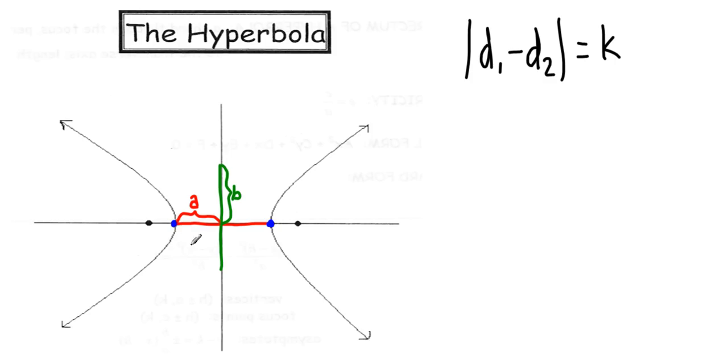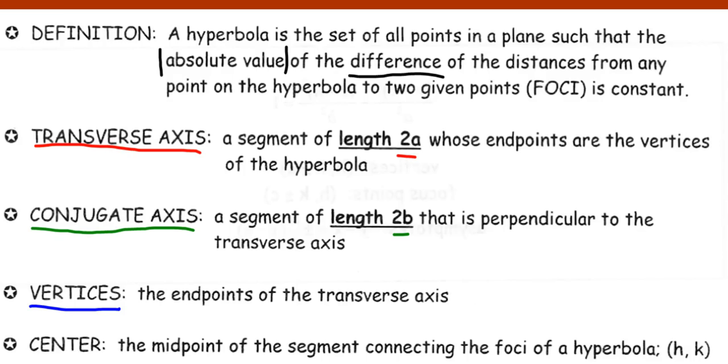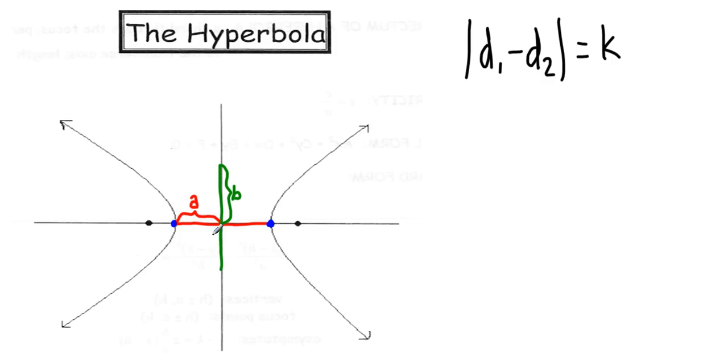Next up, vertices. The vertices are the endpoints of the transverse axis. They are similar to the max or mins of the parabolas, of these pieces here that aren't quite parabolas. It's kind of weird to say that since it's opening left and right, but think about them as that turning point there. Okay, the center is the midpoint of the segment connecting the foci of our hyperbola. So we've got a center point here.